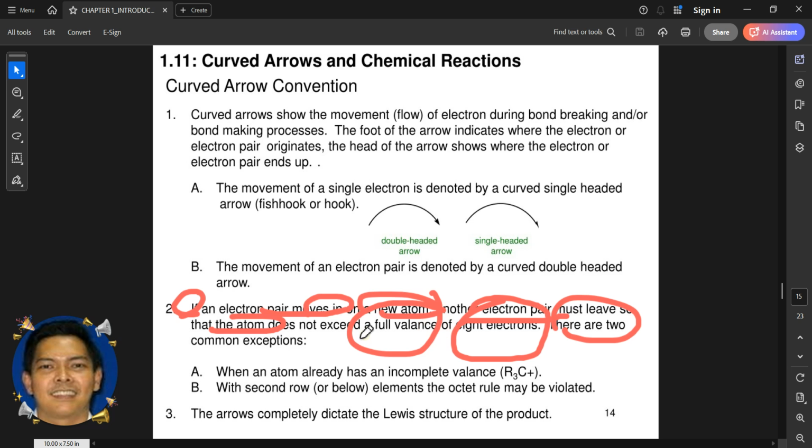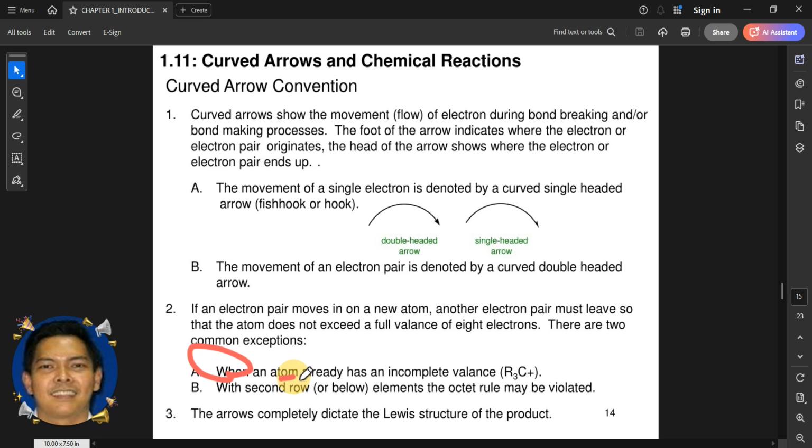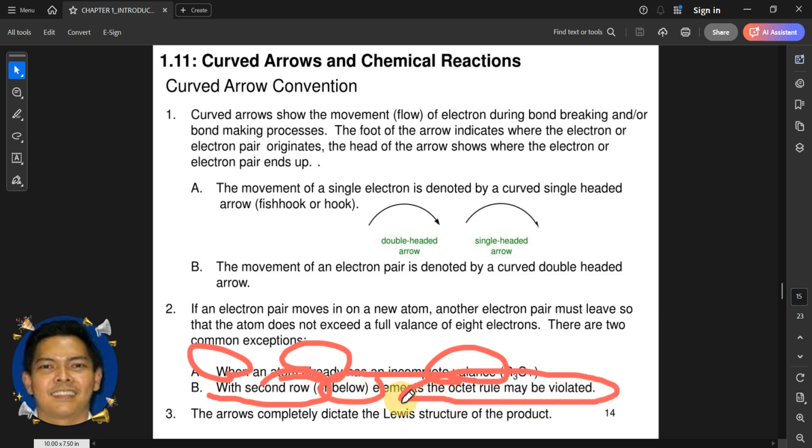However, there are two common exceptions. The first is when an atom already has an incomplete valence. The second is for second-row or below elements, where the octet rule may be violated. The arrow completely dictates the resulting structure of the product.